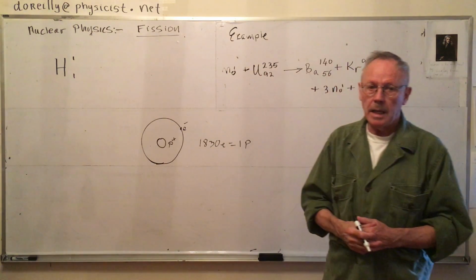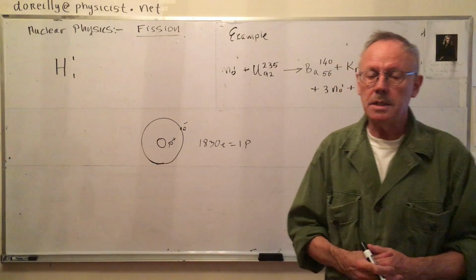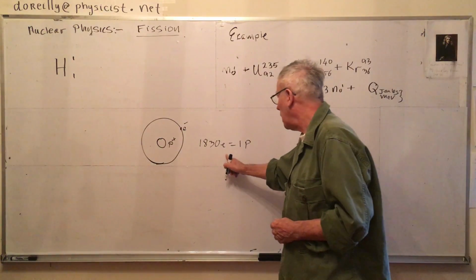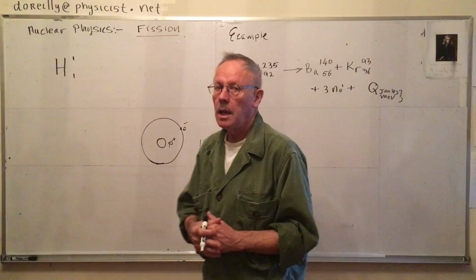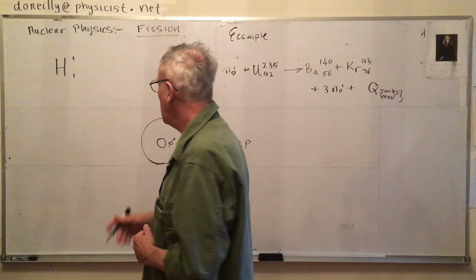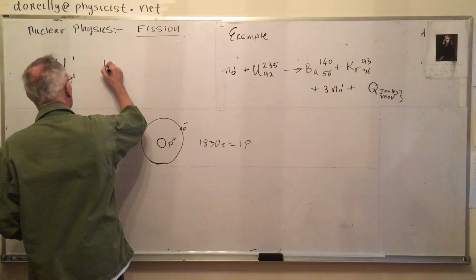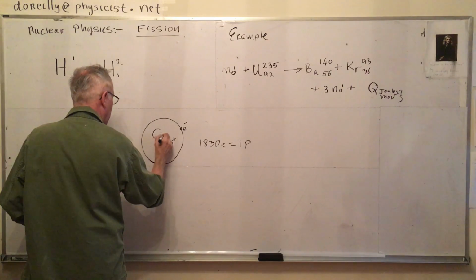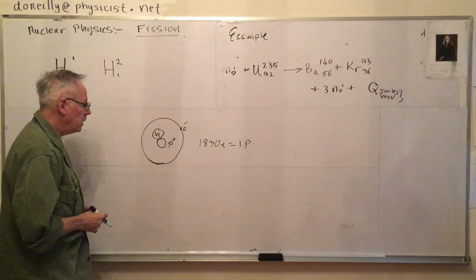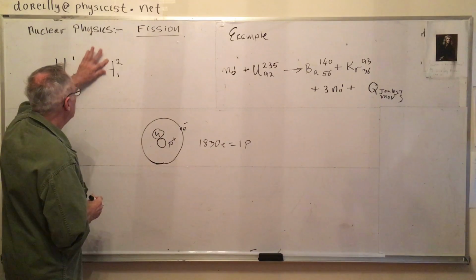is much bigger than the electron. 1,830 times the mass of the electron is equal to the mass of the proton. Now, there are things called isotopes. In other words, sometimes we'll have a neutron in there. This is called deuterium. You don't call it hydrogen.